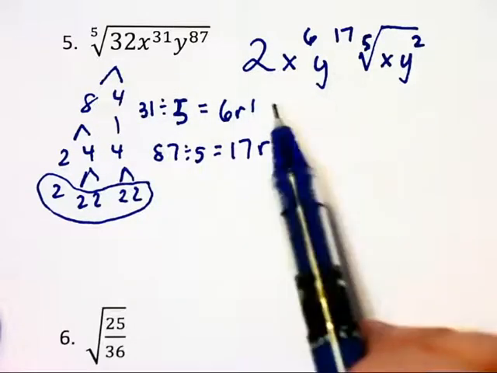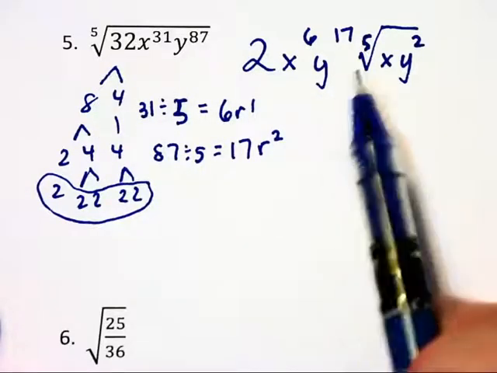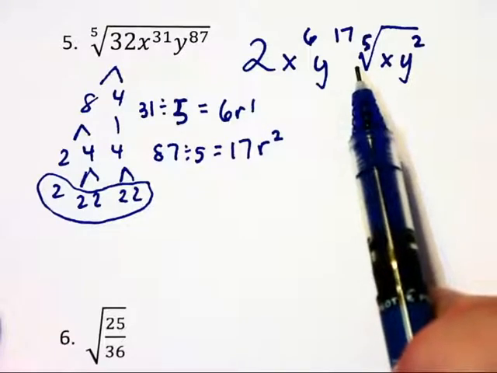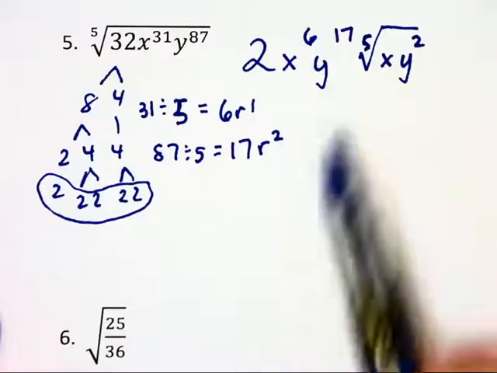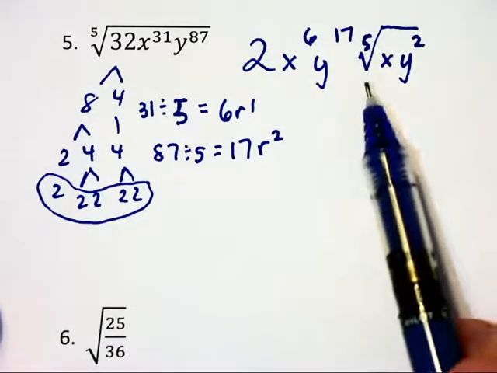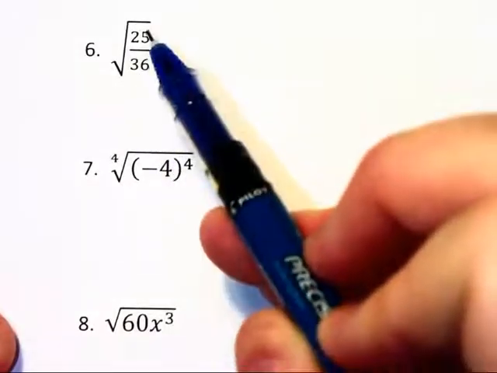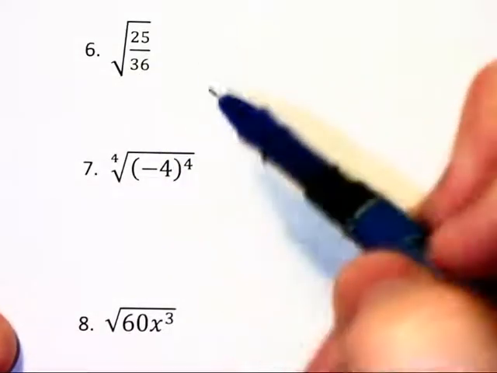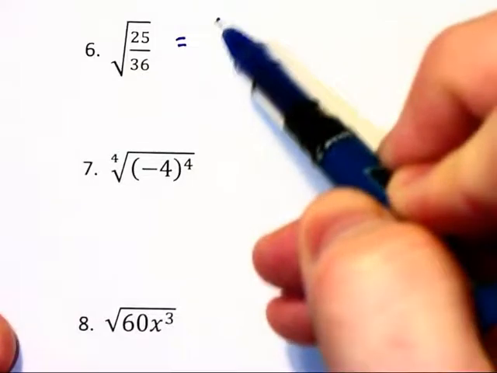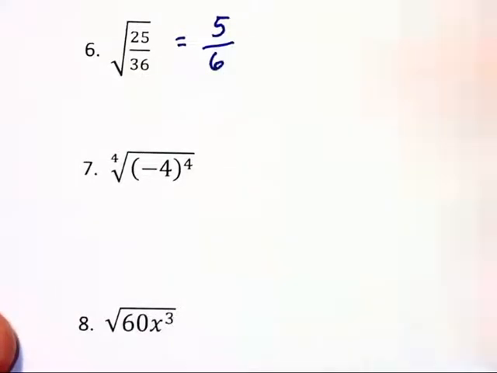Now we do not consider absolute values for this problem at all because we took the root of a radical with an odd index, and we don't use absolute values at all for those types of problems. When you have the square root of a fraction, you can square root both the numerator and denominator separately, and so in this problem we're just going to have 5 over 6, and we're done.